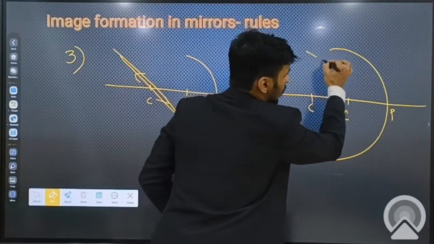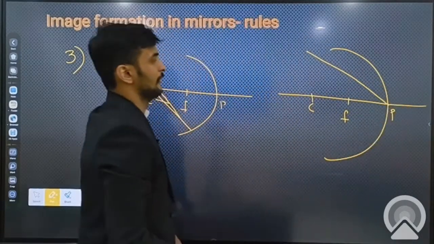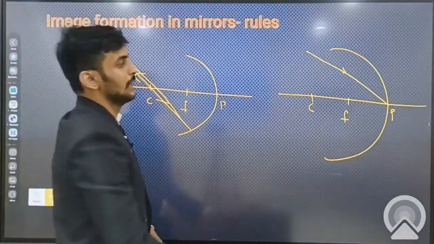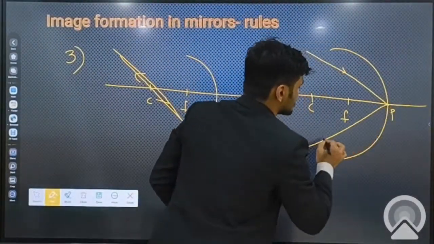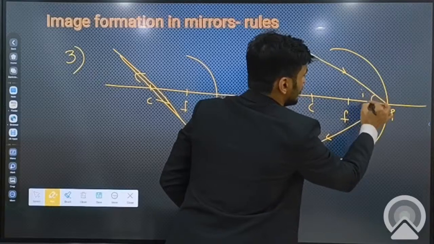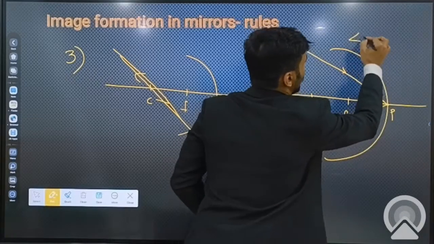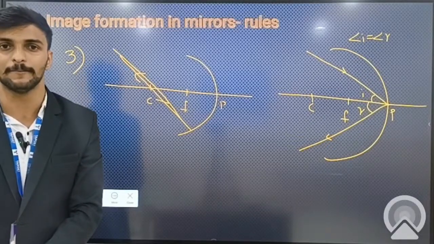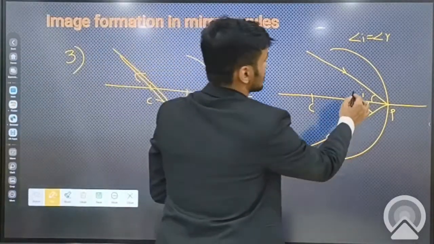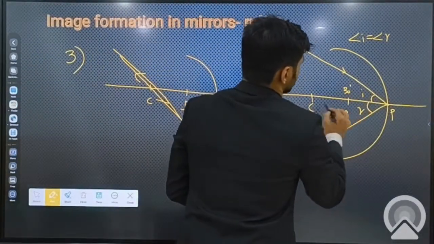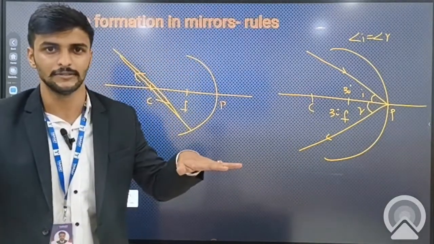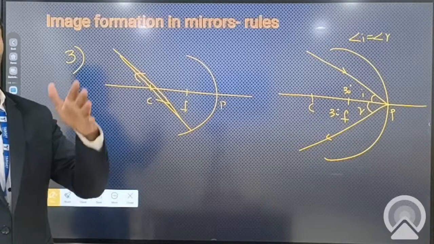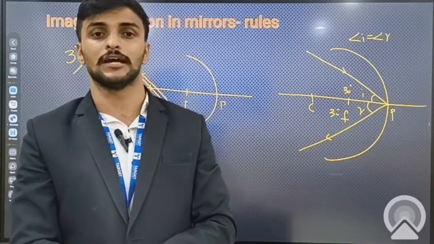Then the last rule, this we already studied. If a ray is obliquely incident on the pole, what will happen? It will reflect with the same angle. We know this is I, this is R, and angle I equals angle R, that is the law of reflection. Clear? Or if this is 30 degrees, this will be 30 degrees. Clear? So these are the 4 rules. By using these 4 rules, we are going to draw the image formation in concave mirrors.